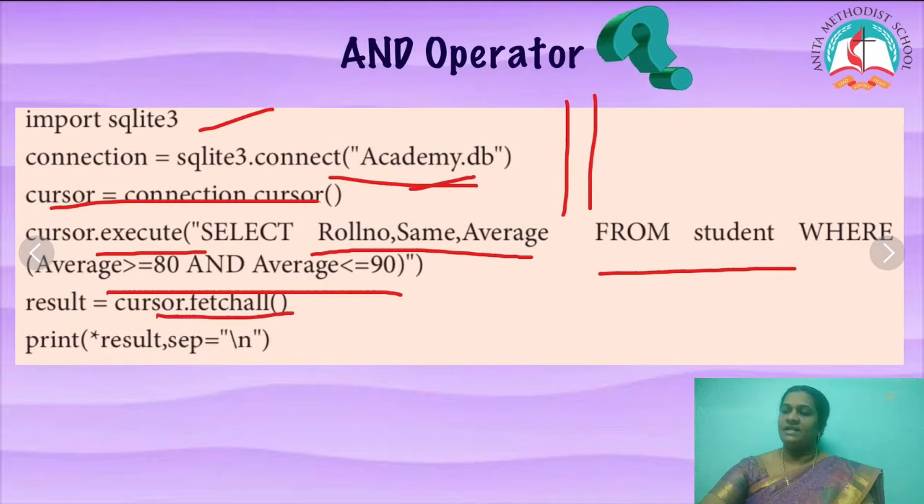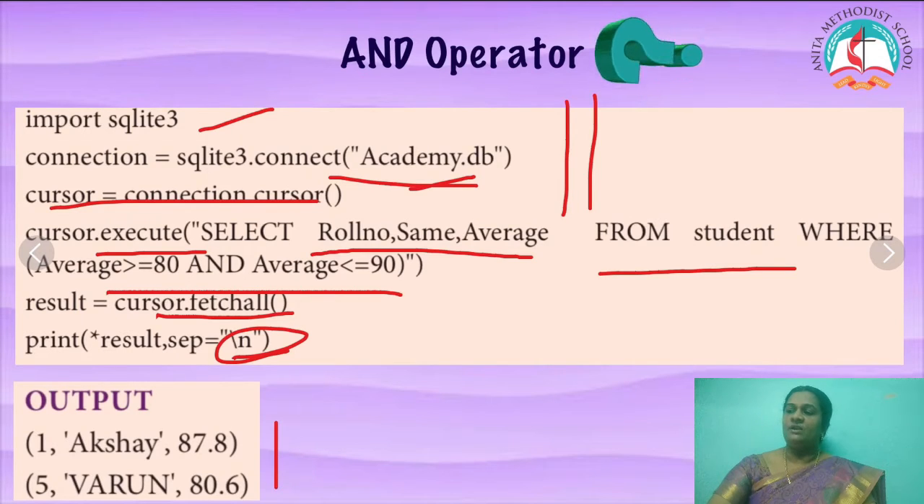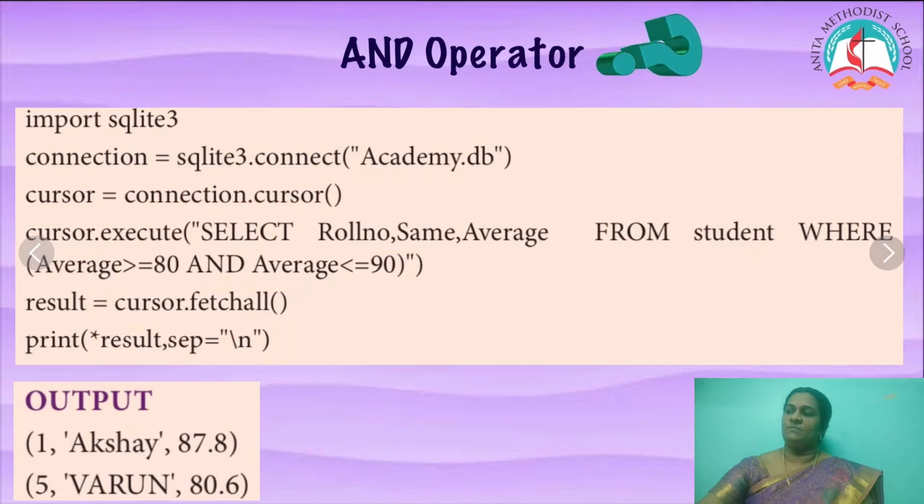The fetch all command is used here to fetch all the records, and then /n is a new line command. Okay, see what happens? There are only two children whose average is in between 80 and then 90. Okay, so this is how the output is being printed for AND operator. We saw about NOT and now we are seeing about AND operator. Then we are getting into the next concept. What is the next concept?